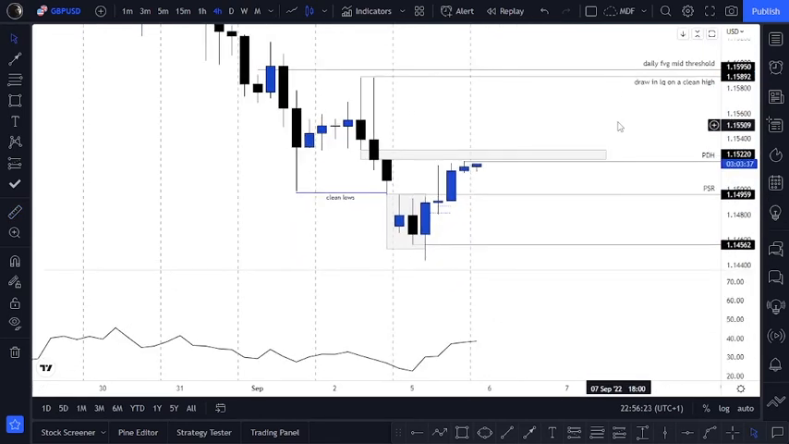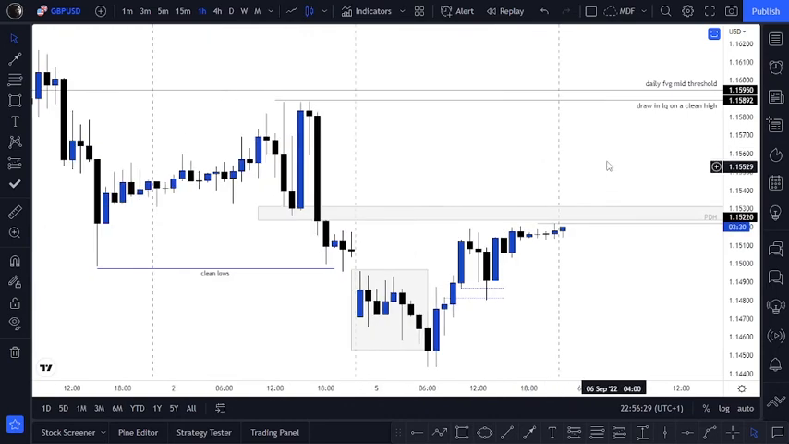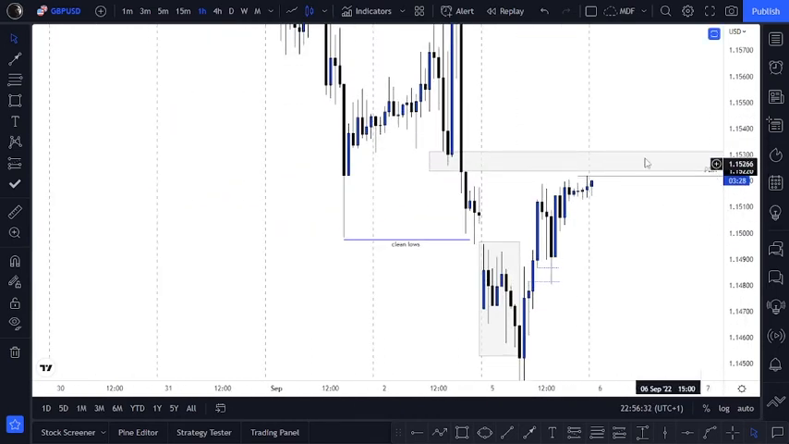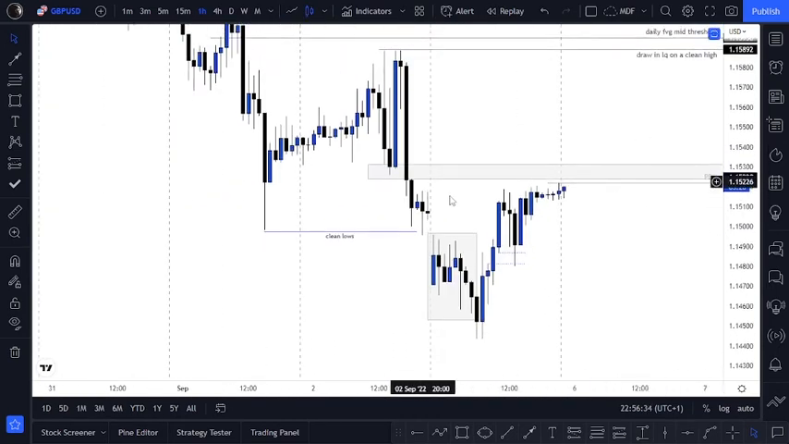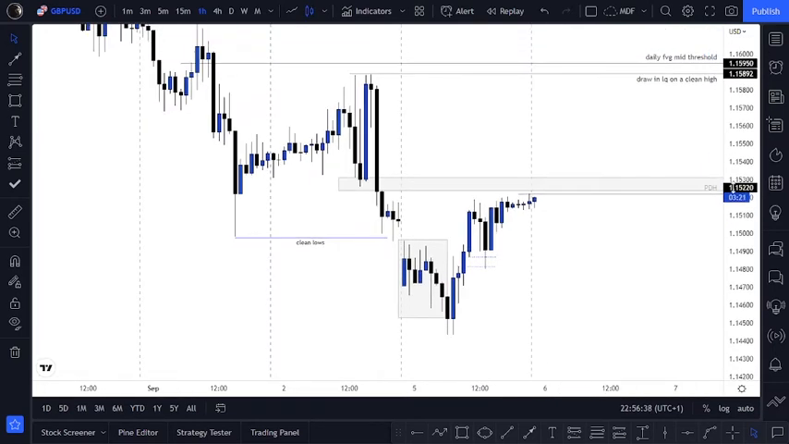Remember, this is the mid of the daily fair value gap here. We have a daily fair value gap here. So let's look at the 1 hour time frame. Nothing much here, just like what I've highlighted already, so I would stop here on GBP/USD.